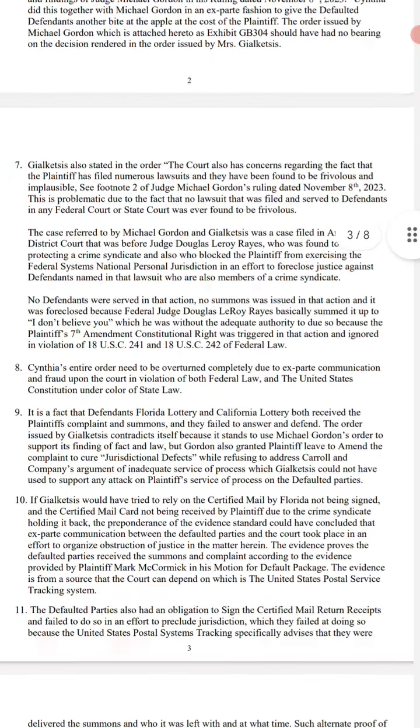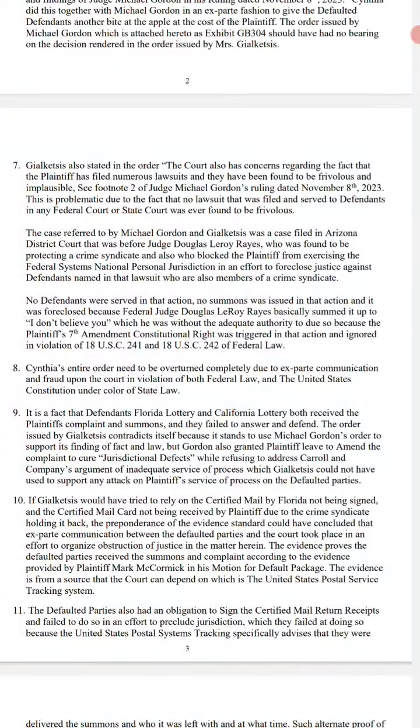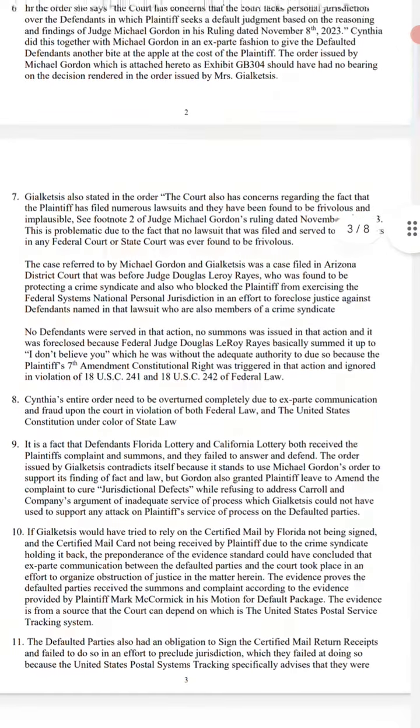which she used Michael Gordon's order to support her erroneous and illegal ruling in this Exhibit 30A1-30A2. Moving right along. In the order, she says the court has concerns that the court lacks personal jurisdiction over the defendants in which plaintiff seeks a default judgment based on the reasoning and finding of Judge Michael Gordon in his ruling dated November 8th, 2023. Now let's pause there. So why are you making a ruling in your order that's talking about what Michael Gordon is doing?